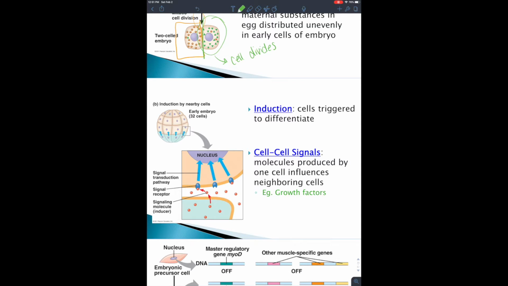Induction is when cells are triggered to differentiate. They are triggered to turn into something. Now remember, cells talk to each other and they know when they're close together. So they are going to be forced to turn into something. You also have cell-to-cell signaling. Remember, cells talk to each other. These cells are going to be triggered into becoming some sort of growth factor or influence other neighboring cells. So the big picture here is cells talk to each other and help dictate what each other will become.